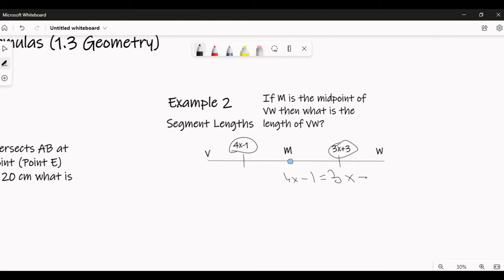3x plus 3. And then we just cancel terms until we get x equals. After doing some simple algebra, we get x equals 4. If you plug x equals 4 into the expression 4x minus 1, we get 4 times 4, 16, 16 minus 1, which equals 15. Because we know VM and MW are equal, 15 plus 15 equals 30, which is the answer to this question.